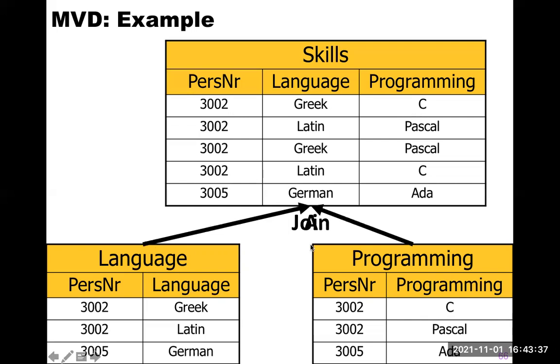So, and if we add, let's say, Java here, we can rebuild this table correctly. So we'll have pairs of Greek and Java, Latin and Java. So the structure will not be broken.